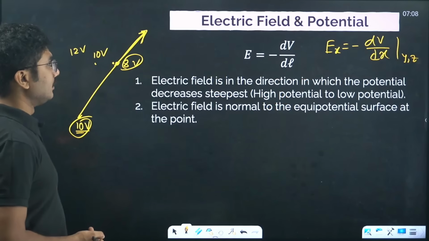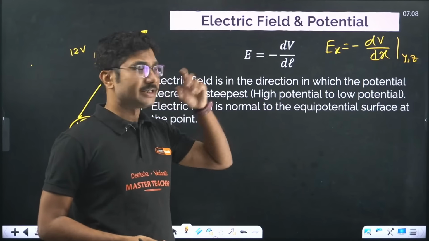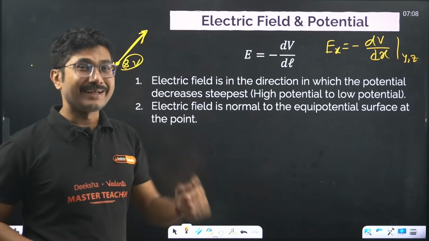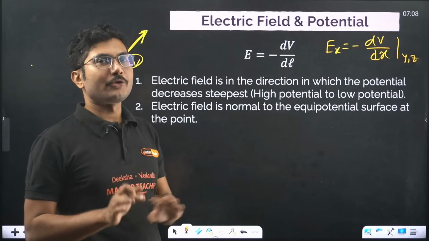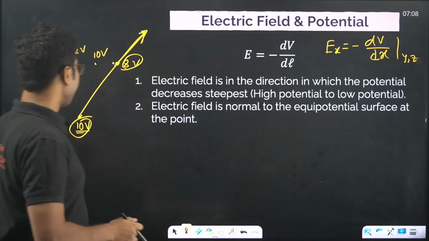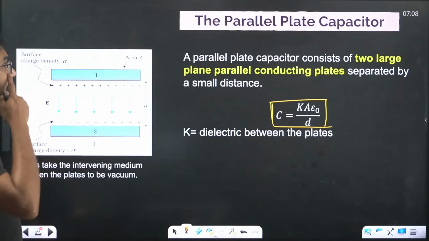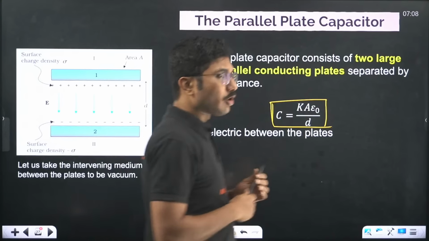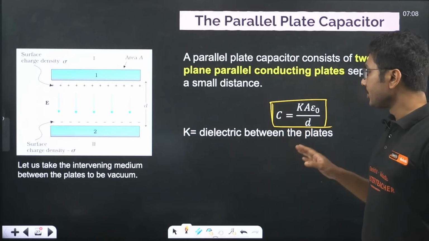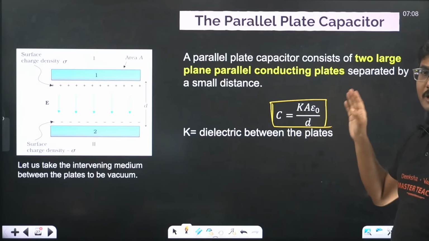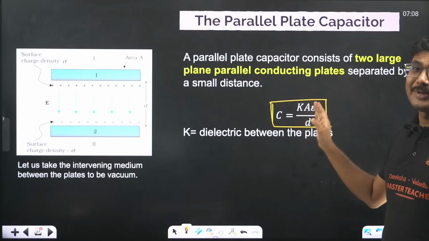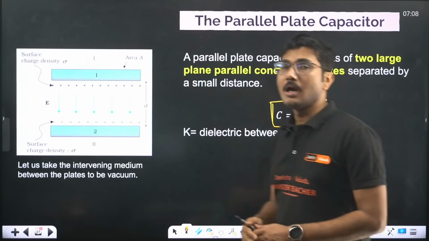Now next, electric field and potential, as I mentioned, it is dV by dl, but if you are writing in terms of difference in potential, it will be final potential minus initial potential divided by distance. Now next, parallel plate capacitor, a very common question that comes from this chapter. Remember, capacitance equals A epsilon naught by D for air, but if you add a dielectric medium, it will be K A epsilon naught by D.